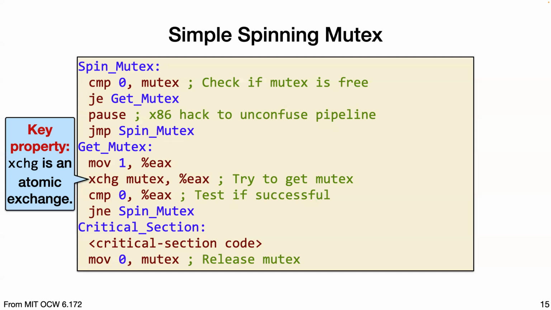Cool. Yeah, and then if you are able to get the mutex, then you just continue onto the critical section. And then once you're done with this critical section, you set mutex equal to 0. And then you release it, and other people can also enter this block of code.